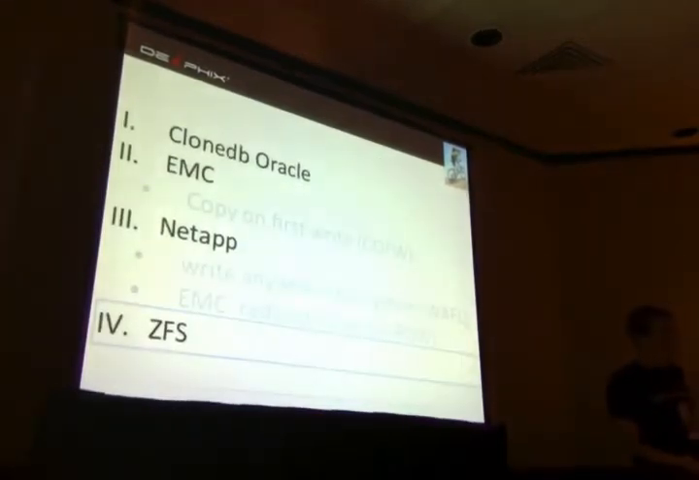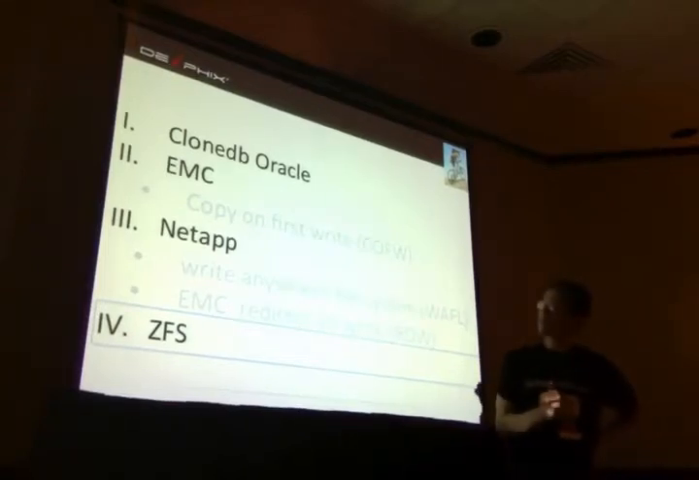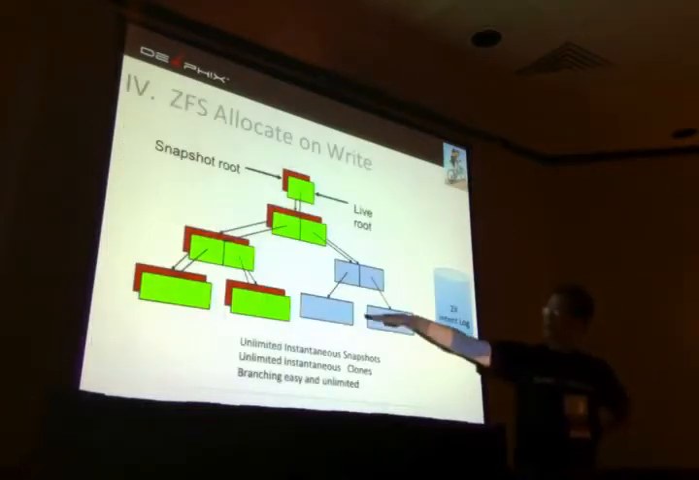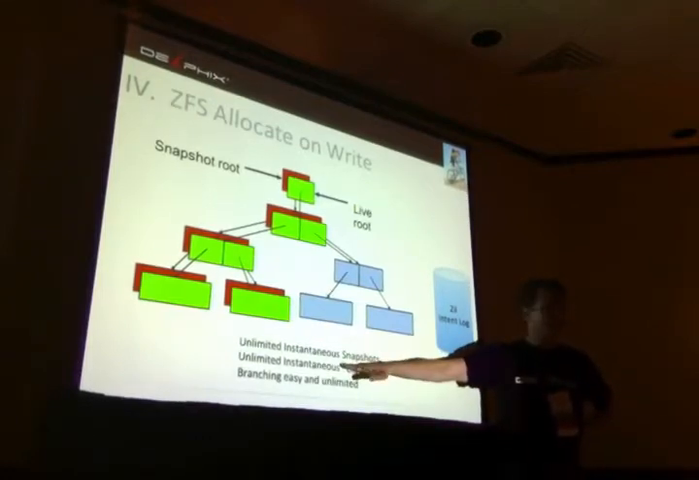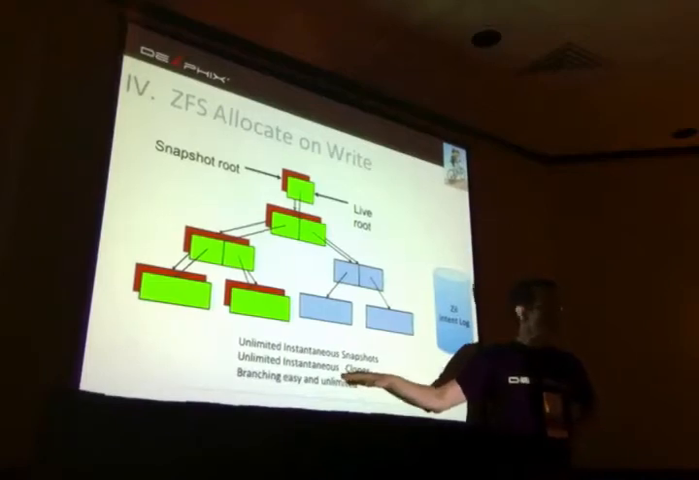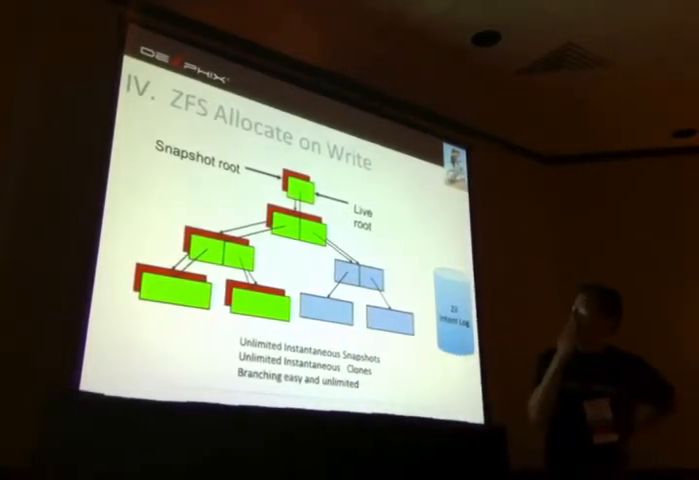How do we get unlimited snapshots? We can look at ZFS. So ZFS is similar to NetApp. Same sort of idea. I have my data blocks, metadata. But with ZFS, the way they've architected it, snapshots are unlimited and instantaneous, clones are unlimited and instantaneous, and branching is unlimited and instantaneous. It's pretty awesome.